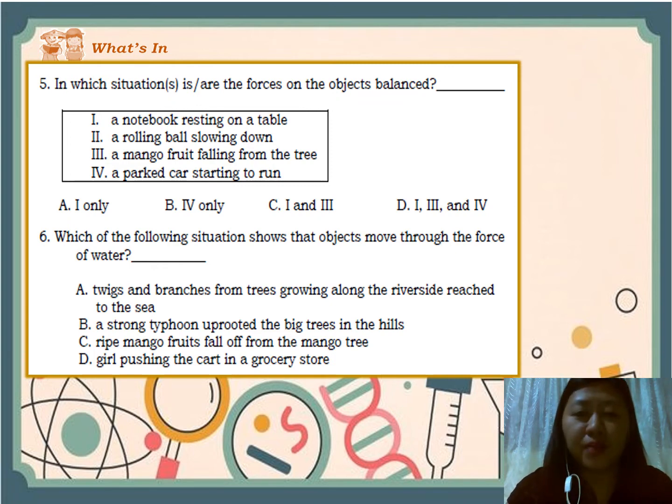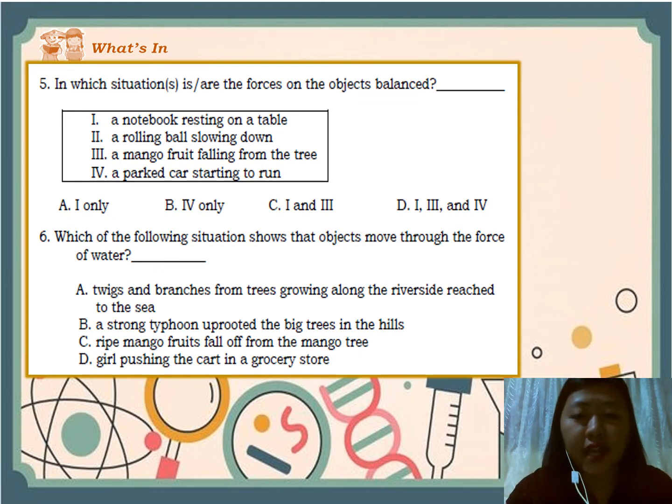Okay. Number 6. Which of the following situation shows that objects move through the force of water? Is it A. Twigs and branches from trees growing along the riverside reach to the sea? Letter B. A strong typhoon uprooted the big trees in the hills. Letter C. Ripe mango fruits fall off from the mango tree. Or letter D, girl pushing the cart in a grocery store. So what do you think is the correct answer?